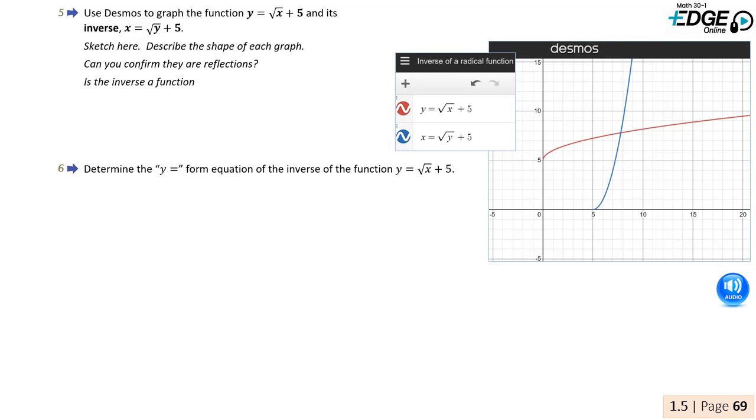We'll start by showing the graph of y equals the square root of x plus 5. This is your basic radical function translated up 5 units. Its inverse would require us to swap x and y. So we'll write this as x equals the square root of y plus 5. We see it in blue. Now, can we confirm that these are reflections over the line y equals x?